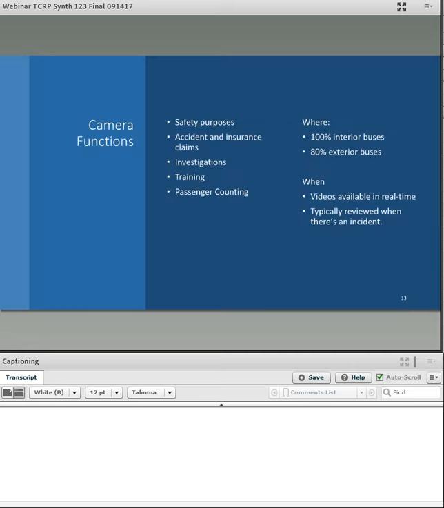So what are these camera functions? There are safety purposes, accident insurance claims, investigations, training, and even passenger counting. And where are the bus cameras located? 100% of those with cameras are on the interior of the bus, and 80% of those with cameras are on the exterior. And when are these videos available?